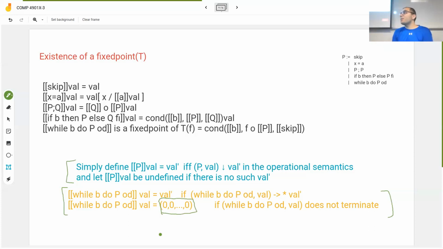So which fixed point should I choose? Of course, I want my operational semantics to match my denotational semantics. And in my operational semantics, this should be undefined because the while is not terminating. So ideally, I want to say that in my denotational semantics, I also have undefined whenever I have a non-terminating program or a non-terminating loop.